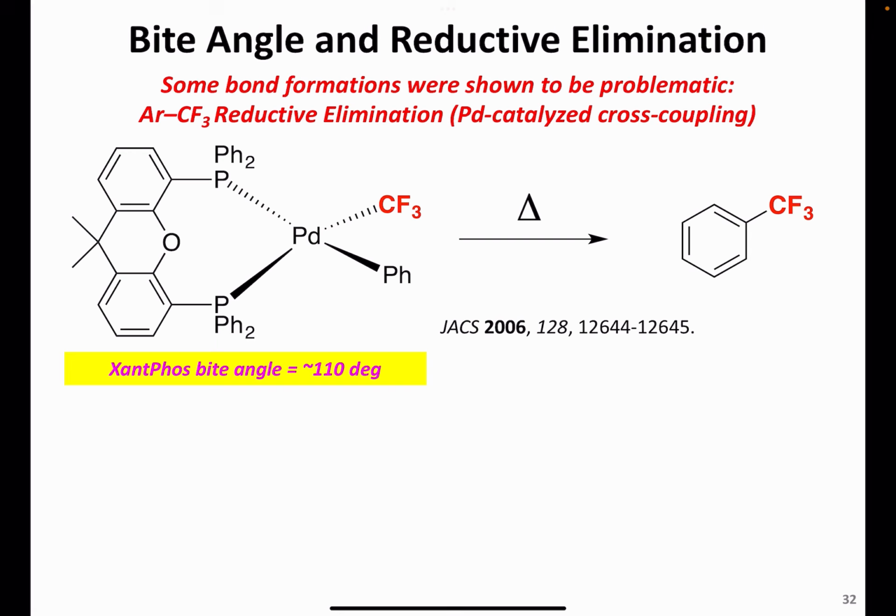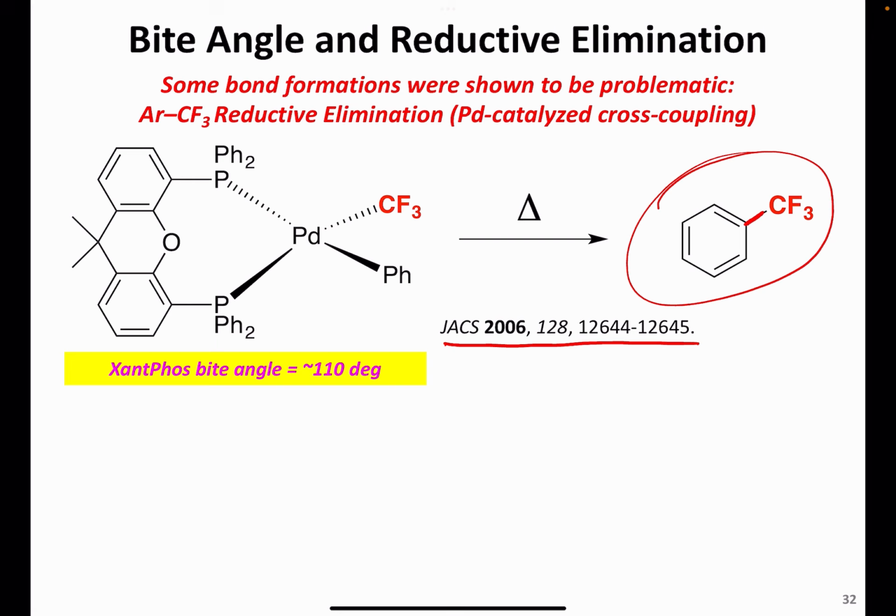And so aryl CF3 bonds, like the phenyl CF3 bond shown here on the right, are extremely important in the pharmaceutical industry. Fluorination is found in many of the new drugs that come out, and palladium is used to often form some of these very crucial CC bonds. Well, the reductive elimination of the phenyl CF3 was never observed until 2006.